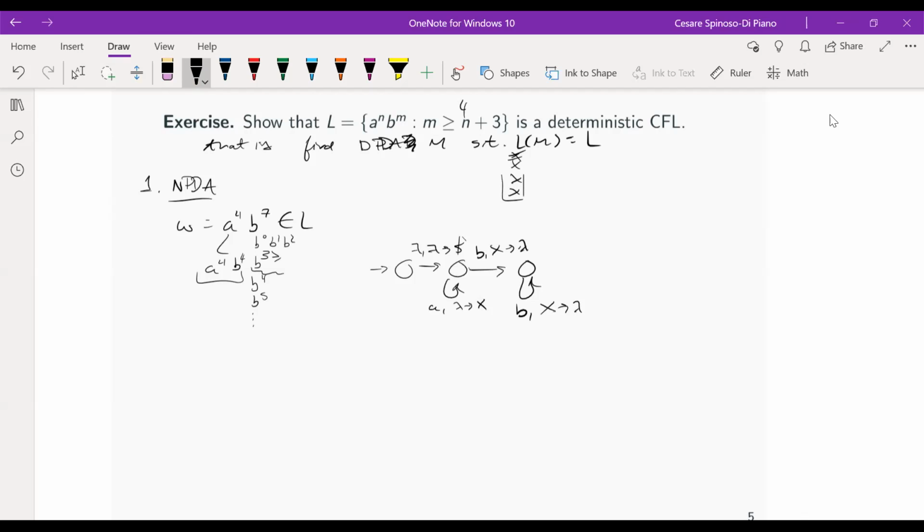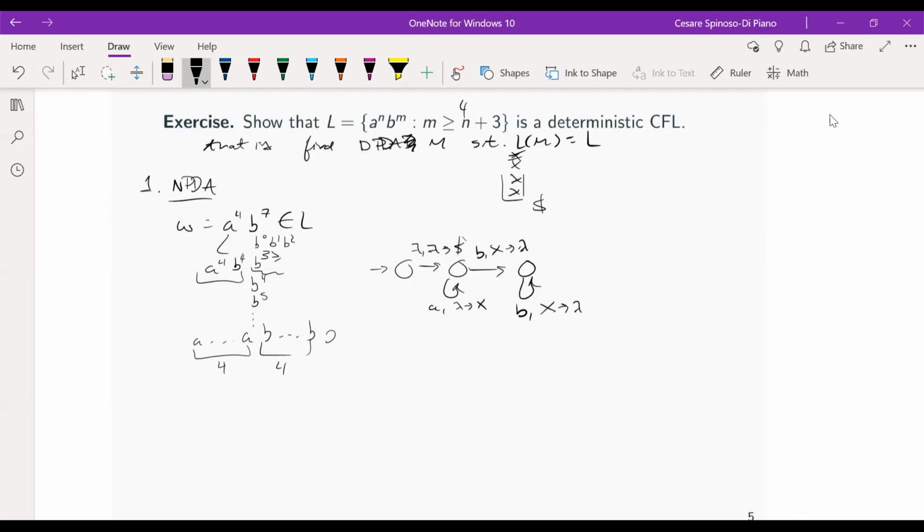How do you know that you're done? You know that you're done when you're at the $ sign. Done meaning that you have the same number of a's so far as b's. So you have 4 a's and 4 b's. But now you need to have more b's.